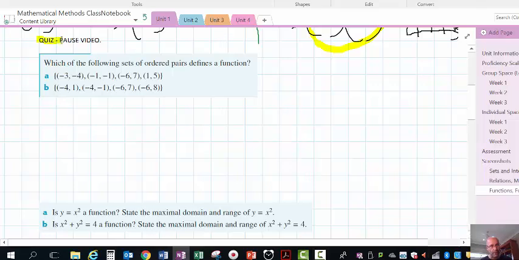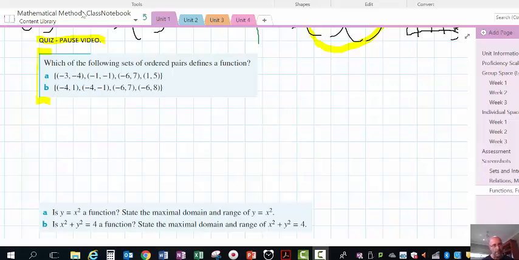So next is an interactive part of the video. I want you to pause the video and do these 2 questions here. Which of the following sets of ordered pairs defines a function? And make sure you've got a reason why. So pause the video, do the quiz, and then unpause the video.